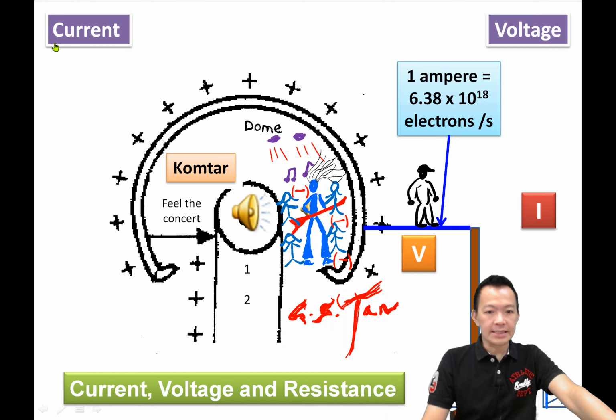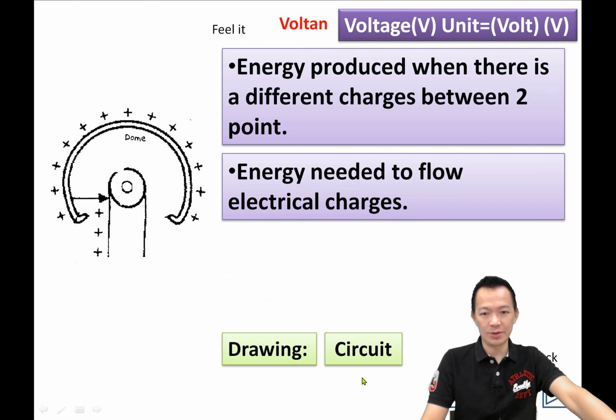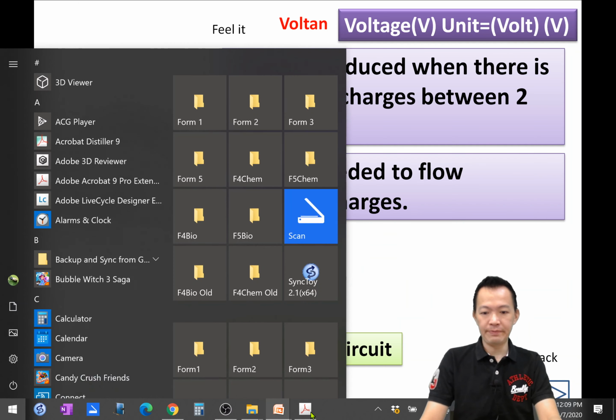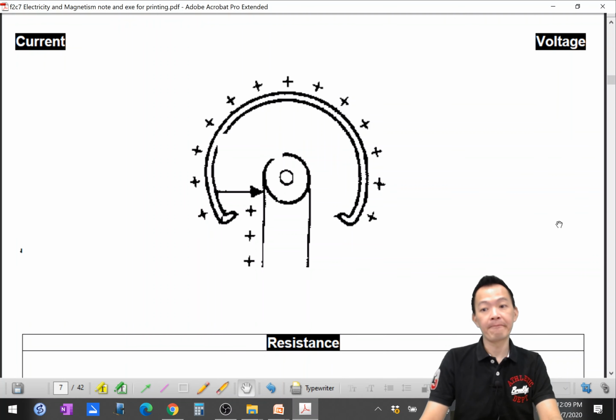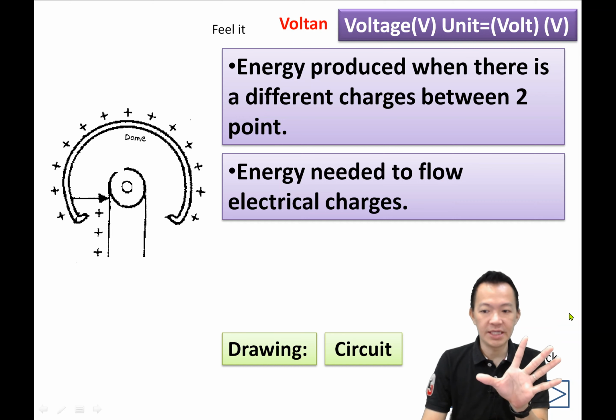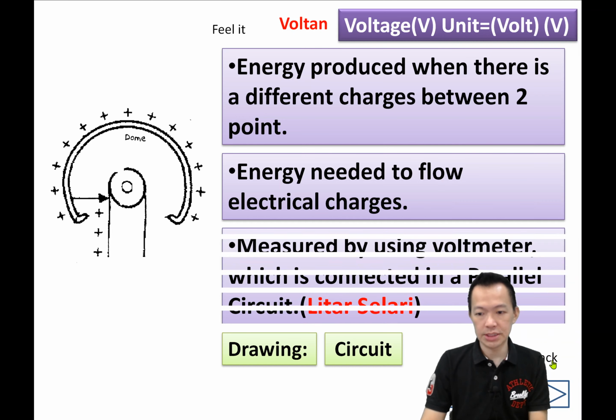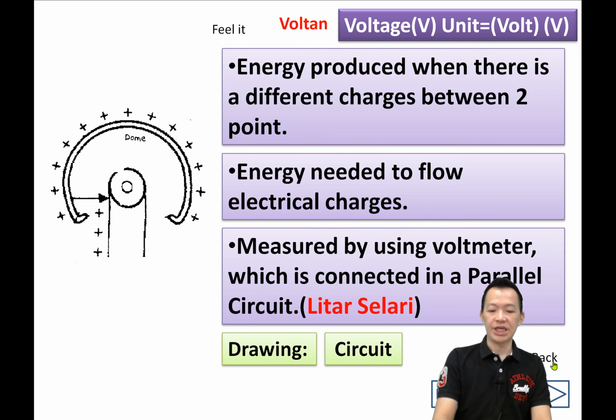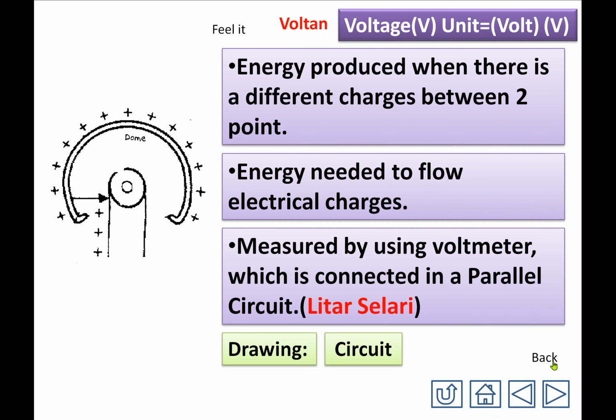OK, electric current set. But how to measure the voltage? Voltage 到底怎样量呢. So now we go back to the voltage 我们又回来这一边了. Continuing our voltage. OK, so how to measure the voltage? You copy the sentence first. 你抄句子先。How to measure the voltage? 怎样子量 voltage? Copy.